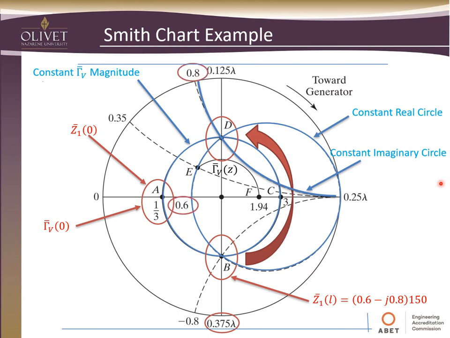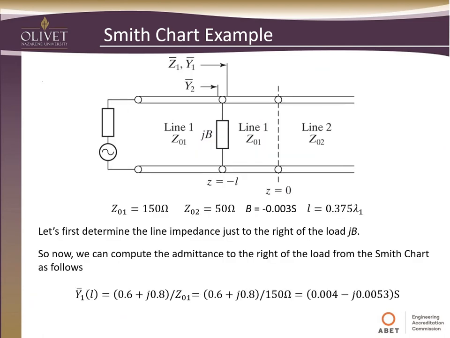And so when we read that off, our admittance then is going to be 0.6 plus j0.8, and then instead of multiplying by 150, we divide by 150. So if we look at that over here, just writing this back out again, it's 0.6 plus j0.8 divided by our line impedance. So we plug the values in, and what we'll get is 0.004 minus j0.0053 Siemens for our admittance at that point.